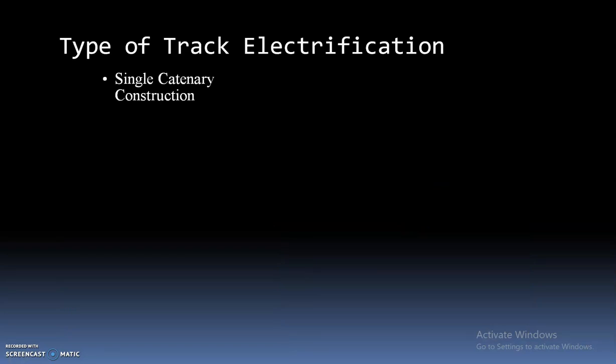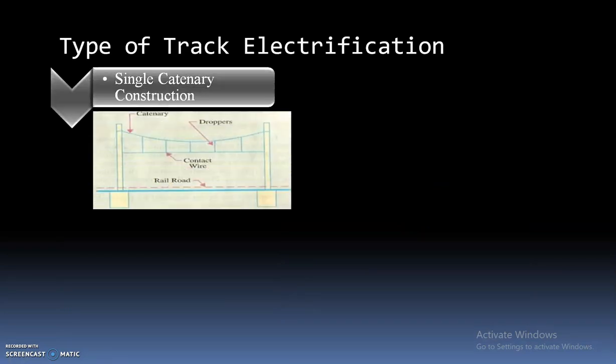Type of track electrification: single catenary system, wherein you have a catenary and droppers. Vertical lines are called droppers, and these are suspended in between two supporting towers. And the straight line, which is almost parallel with the ground, is called the contact wire.